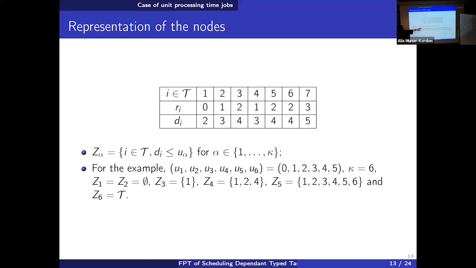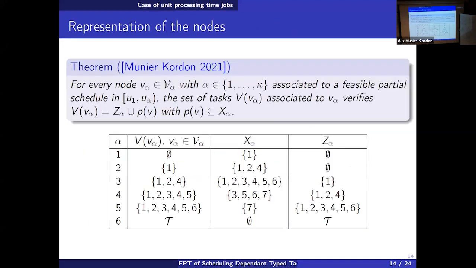Z alpha is the set of tasks for which the deadline is less than U alpha. So for the example, at the beginning we have the empty set, and then this set is increasing as soon as the tasks have to be finished. And then there is an interesting property: when you consider a node and look at the tasks represented by this node, some belong to Z alpha, and the others that do not belong to Z alpha necessarily belong to X alpha.